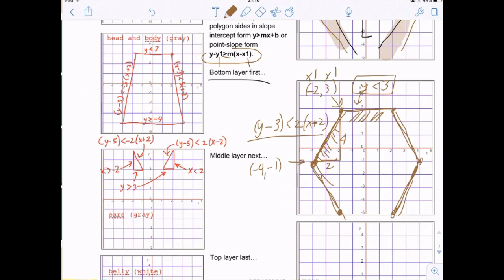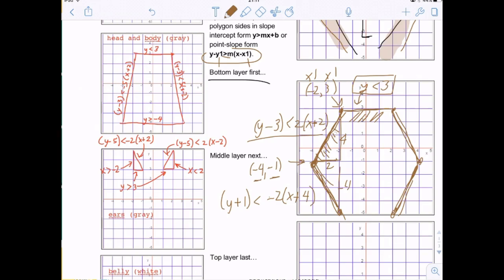And then I'm going to find the slope here. The rise is -4 and the run is 2. So the m value is going to be -4 divided by 2, which is -2. And then let's check to see if it's going to be less than or equal to. So it's going to be y minus -1, so it's y plus 1, less than or equal to, and then -2 is the m value, and then x minus, and the x1 value is negative 4, so it's x plus 4.